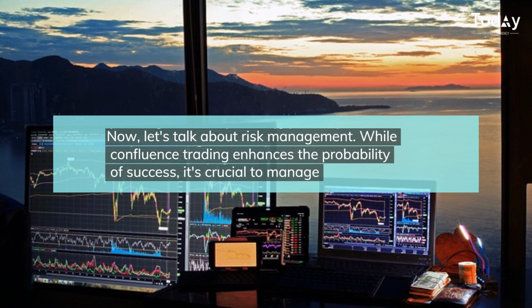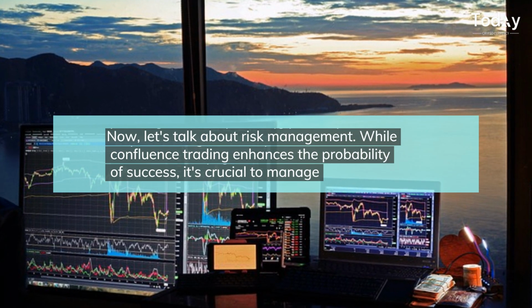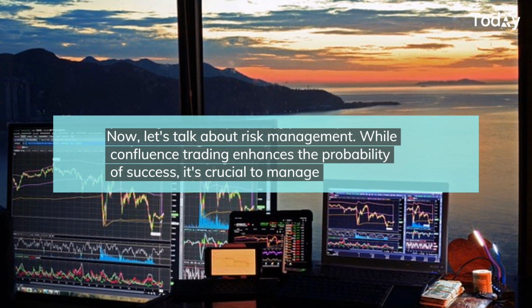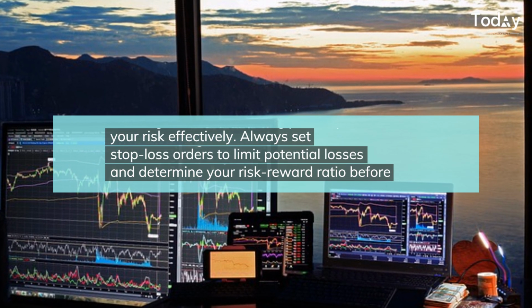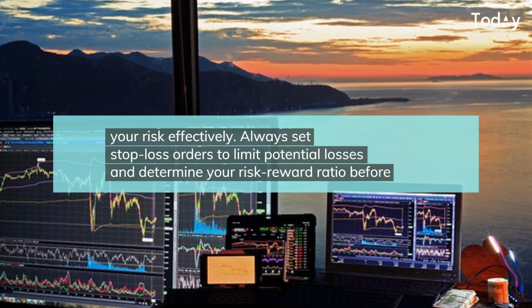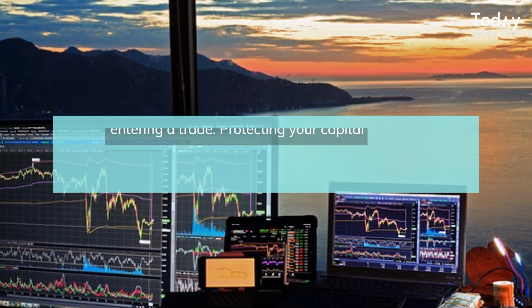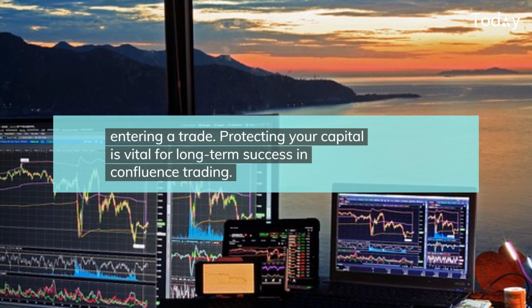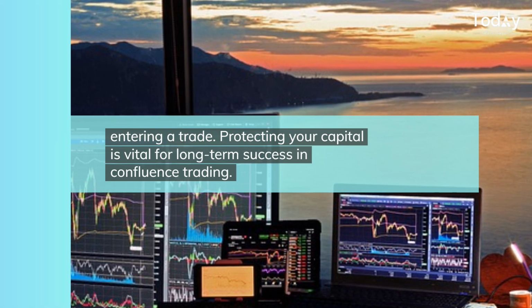Now, let's talk about risk management. While Confluence trading enhances the probability of success, it's crucial to manage your risk effectively. Always set stop-loss orders to limit potential losses and determine your risk-reward ratio before entering a trade. Protecting your capital is vital for long-term success in Confluence trading.